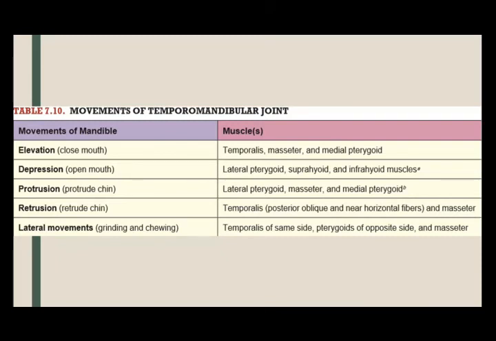horizontal fibers जो होते हैं, and oblique fibers plus the masseter. Lateral movements जो होती हैं, grinding and chewing की movements, उसमें temporalis of the same side and pterygoids of the opposite side plus the masseter. ये आपकी बुक में से टेबल मैंने उसी तरह ही कॉपी पेस्ट की है. You have to remember it as such.